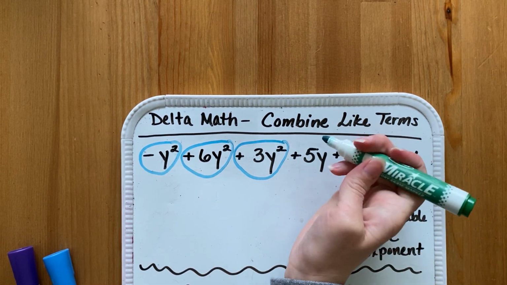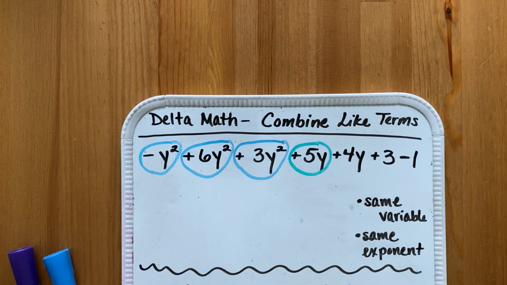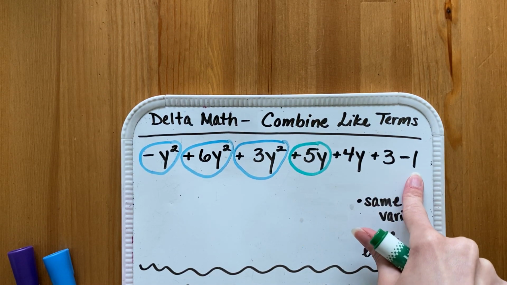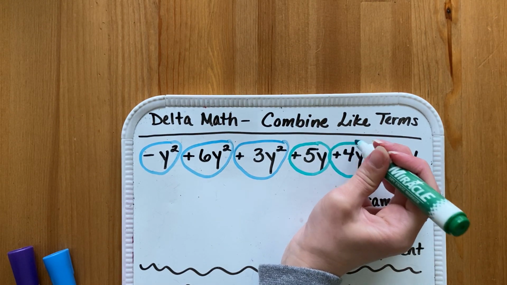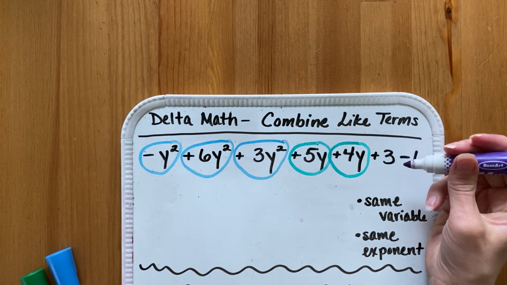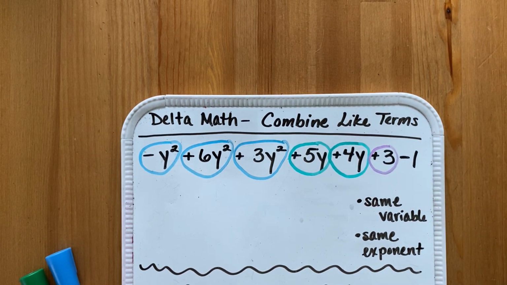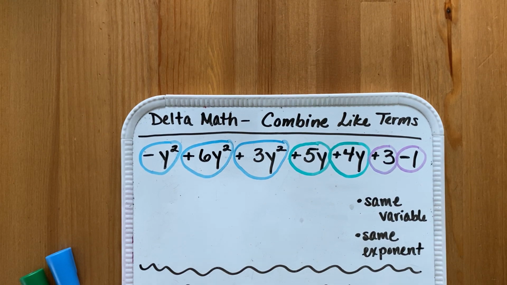All right, I'm going to switch colors because I'm switching the set of like terms that I'm working on. So I'm going to go to my next unpaired term. Looks like I have a 5y. And looking at my other options, I have 4y, 3, and a -1 here. So it looks like the 4y is going to be what combines with my 5y. Looking at my last two terms, I have plain numbers, which does give them the same variable, aka no variable, and the same exponent, no exponent, which makes them a match. So I have a +3 and -1.